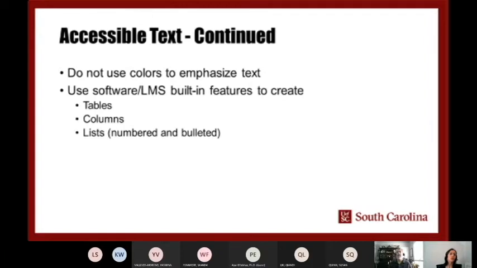And use software or LMS built-in features. The LMS is the Learning Management System. It is Blackboard for the University of South Carolina. And you need to use the built-in features to create your tables, columns, and lists. Sometimes the instructors use the tab or space buttons to create two columns.